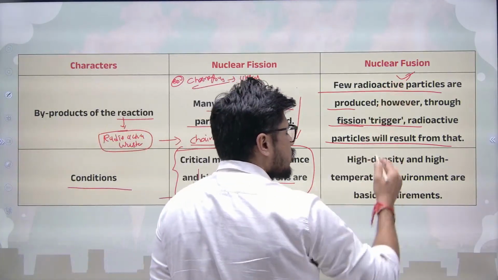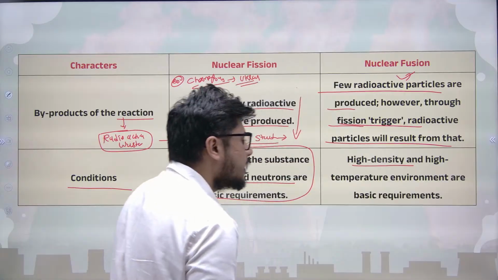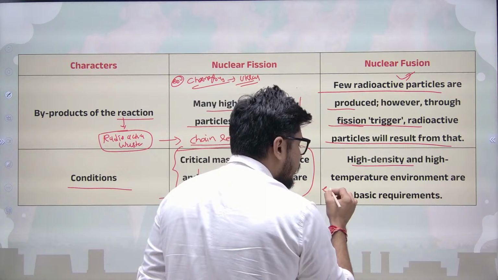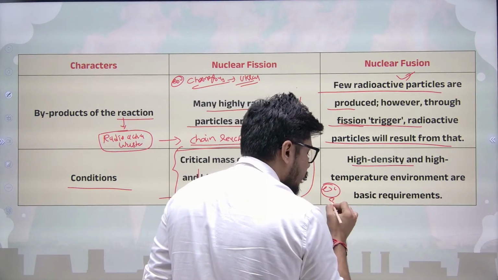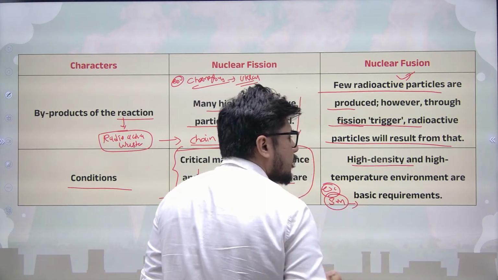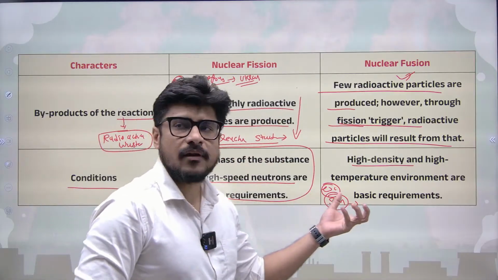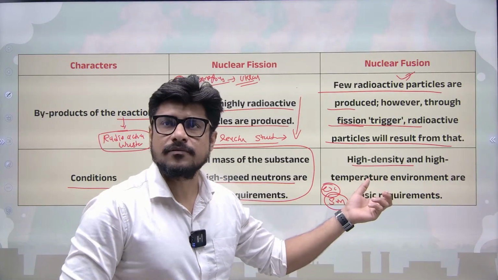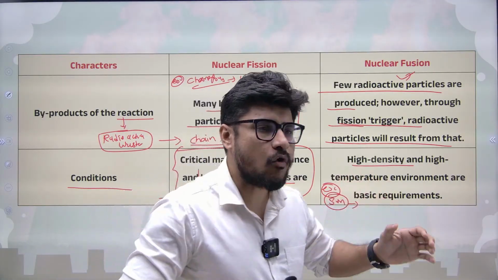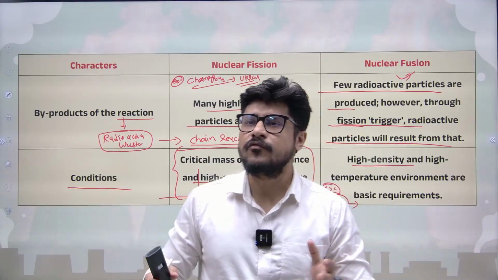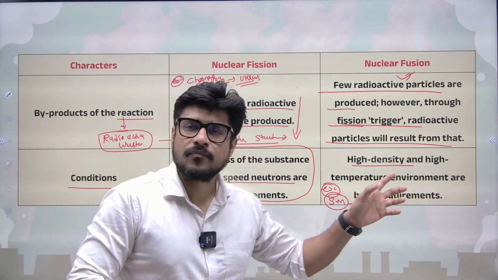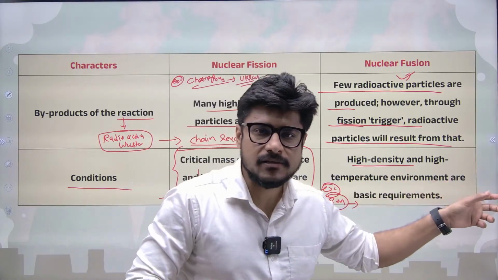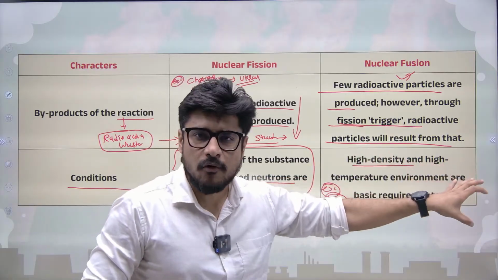In the fusion process, you require a high density and high temperature environment. Again, remember the sun. The high temperature environment creates the necessary condition in which hydrogen atoms fuse together and transform into helium. And in this process, it creates a massive amount of energy.